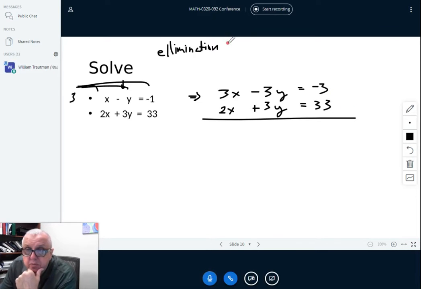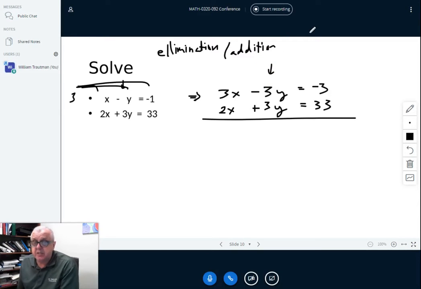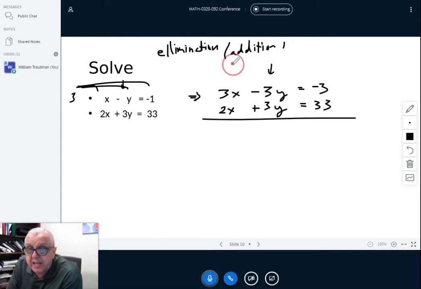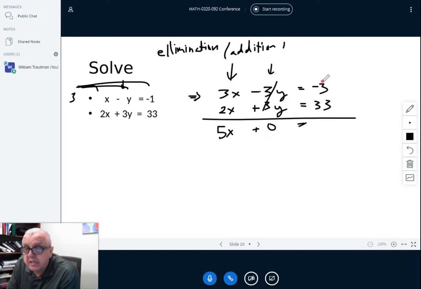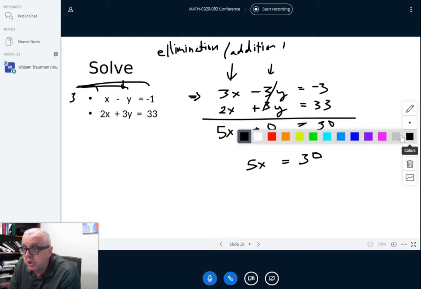So the elimination method is also called the addition method, because once you see how my y's are exactly the same except opposite signs, now I can add them, the addition method, add going down. 3x plus 2x is 5x. A minus 3y and a plus 3y is 0. And a -3 and 33 is 30. So we end up with 5x plus 0 is 5x. 5x equals 30. So I'm solving for x.